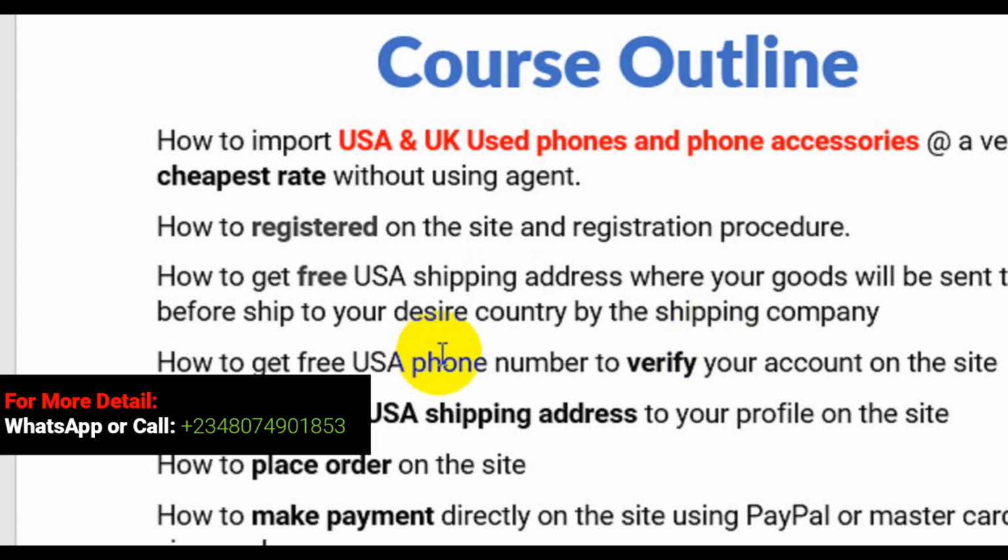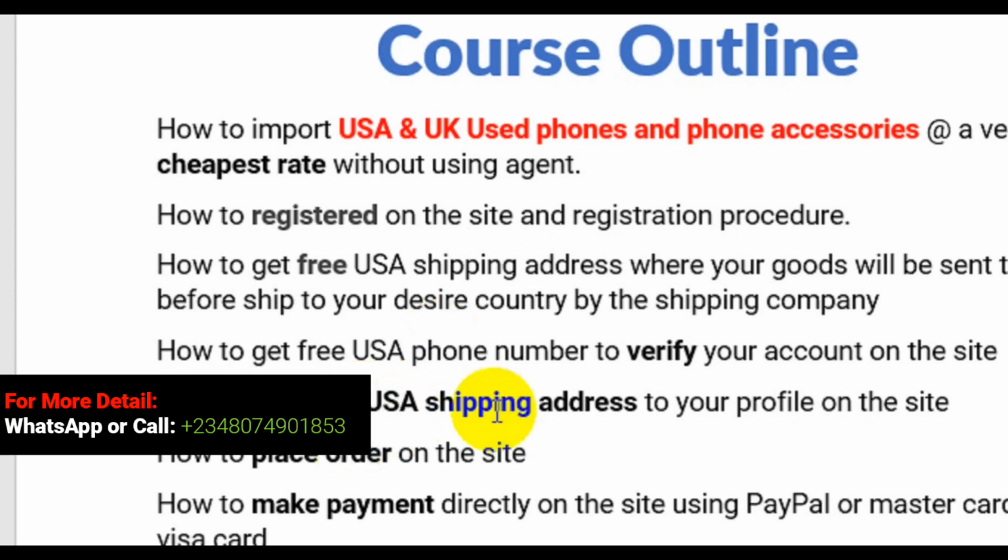There are a lot of things about the registration procedure on the site. Another thing you are going to learn as far as the premium class is concerned is how to get a free USA shipping address where your goods will be sent to, before shipping to your desired country by shipping company. Then you will also get to learn how to get a USA phone number to verify your account on the site. This is another crucial part of the site. Then another thing you are still going to learn here is how to add your USA shipping address to your profile on the site so that your item will not get lost on transit in US.